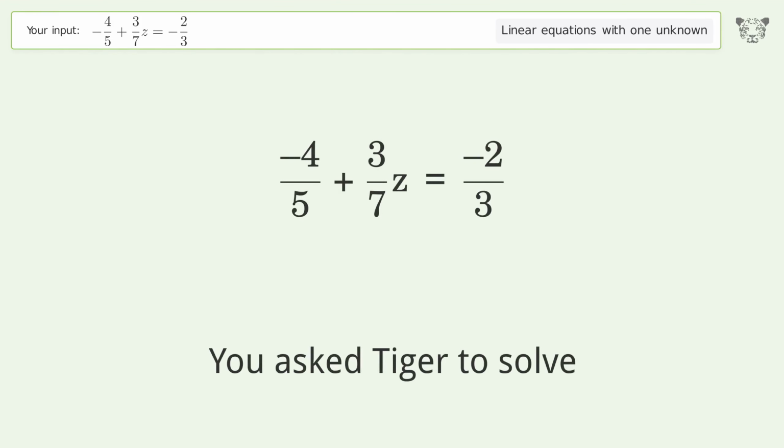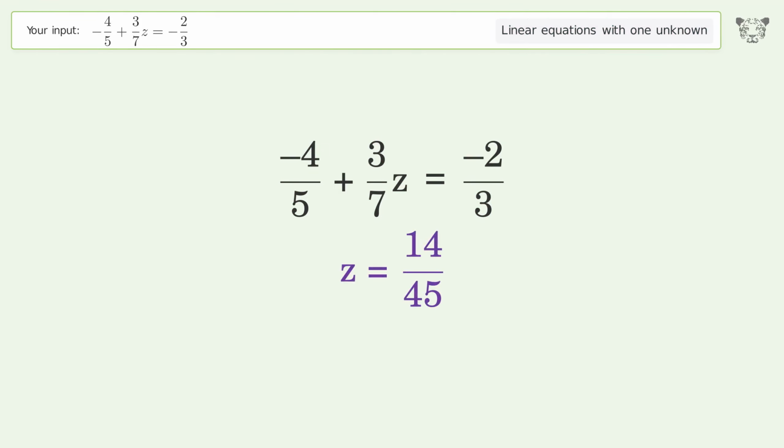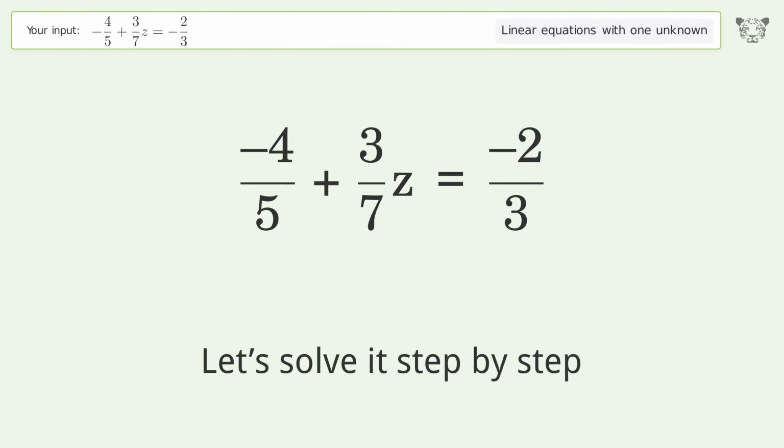You ask Tiger to solve. This deals with linear equations with one unknown. The final result is z equals 14/45. Let's solve it step by step.